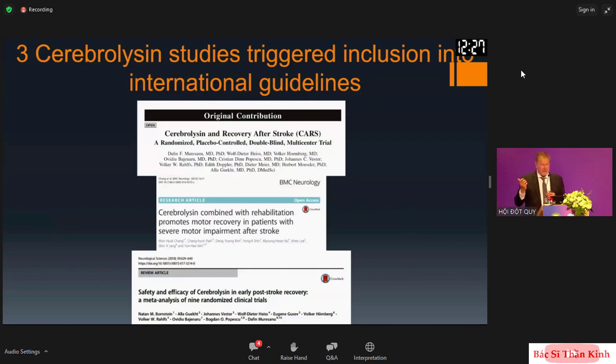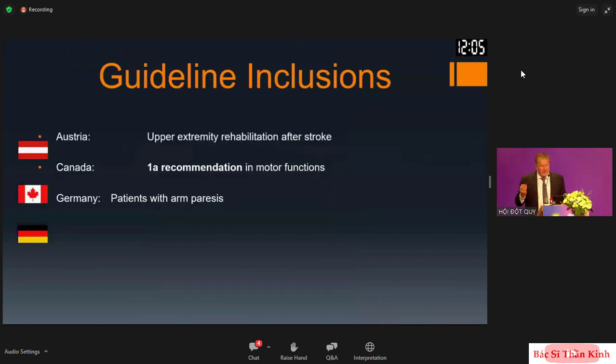And so that concept resulted in a publication of the CARS trial in Stroke, showing early and sustained improvement of ARAT score. And then it was replicated in subsequent CARS trials and meta-analysis. And because of the worldwide distribution of the drug, or access to the drug, we have the following interesting things. So we have Austrian guidelines, Canadian guidelines, and German guidelines that endorse this. But the rest of the world is kind of in between.